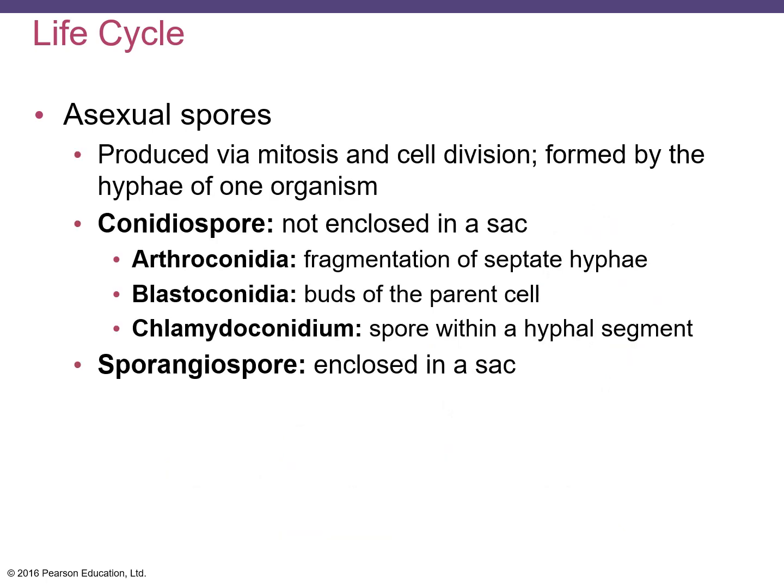Asexual spores are formed by the hyphae of an organism. When the spores germinate, they become organisms that are genetically identical to the parent. Asexual spores are produced by an individual fungus through mitosis and subsequent cell division. There is no fusion of the nuclei of cells. There are two types of asexual spores produced by fungi, which are conidiospores and sporangiospores.